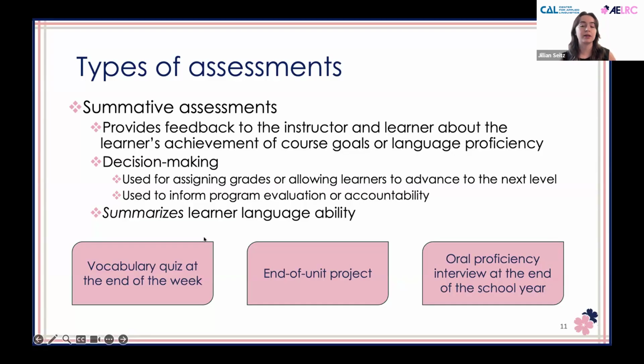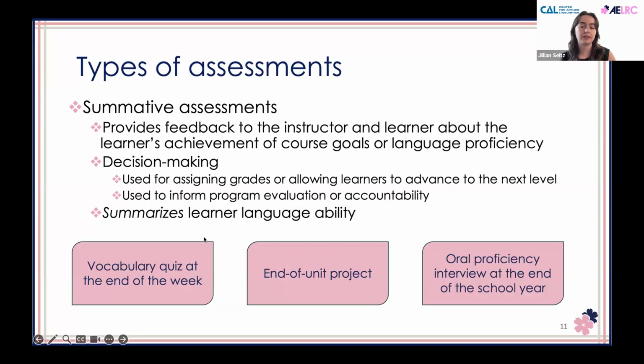Summative assessments are frequently involved in some decision-making processes, such as assigning grades or even approving learners to move on to the next level. They may also be used to inform program evaluations and keep language programs accountable to their goals. We call these assessments summative because they summarize learner language ability.